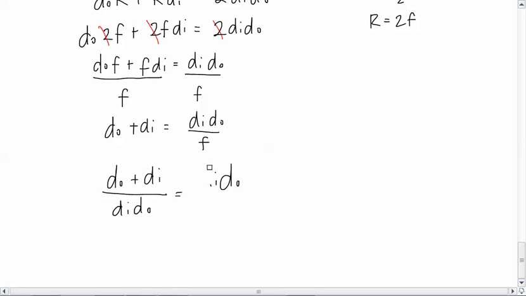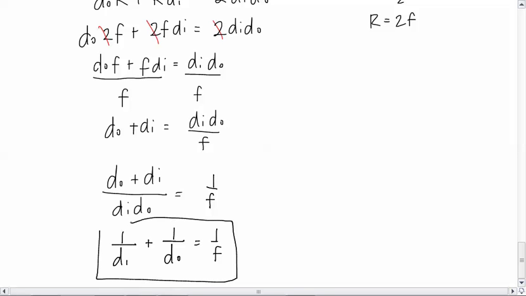Hey, wait a minute. When I divide by that side, doesn't that just erase out? Okay, good. Sorry, kids. 1 over F. Okay, so then DO over DIDO would just be 1 over DI, plus DI over DIDO would just be 1 over DO, equals 1 over F, and there, put a box around that. Now you know where the mirror equation came from.